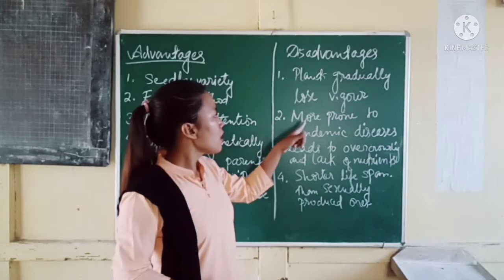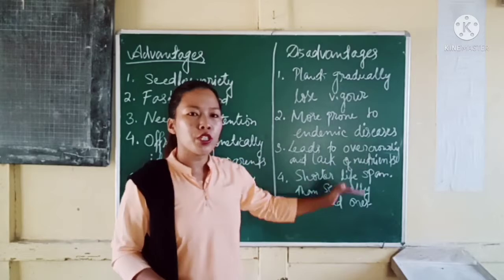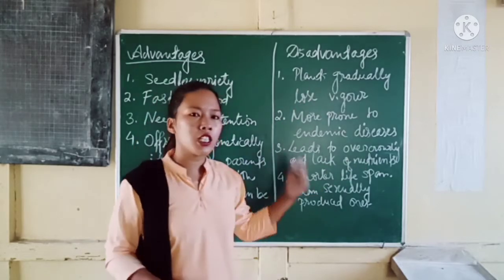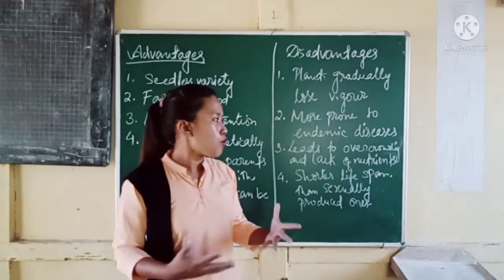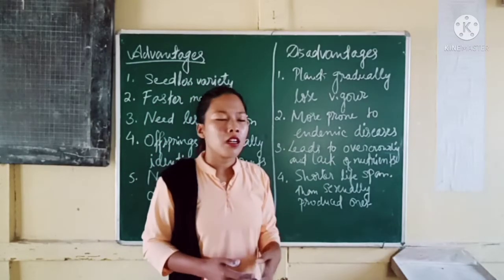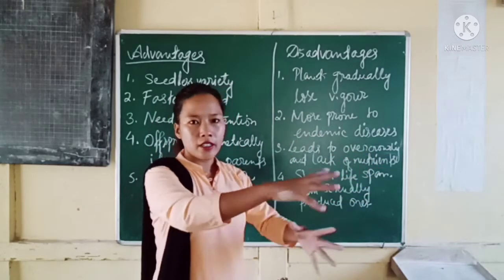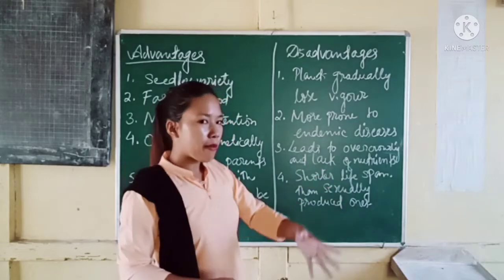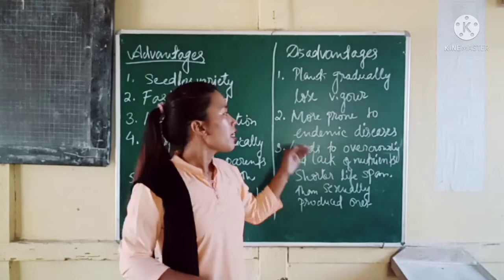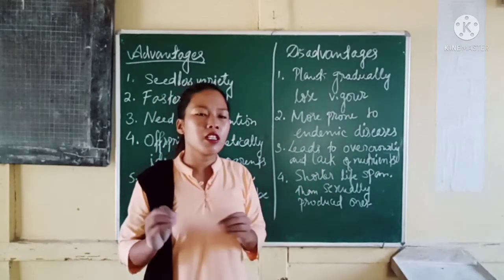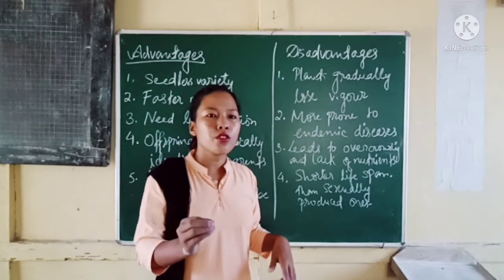The second one is they are more prone to endemic diseases. These plants produced with the help of vegetative propagation are more prone, that means they are more likely to get infected by diseases. Endemic diseases are whatever diseases are present in the environment. These plants produced by vegetative propagation will get infected with these diseases faster than other plants which are produced sexually.